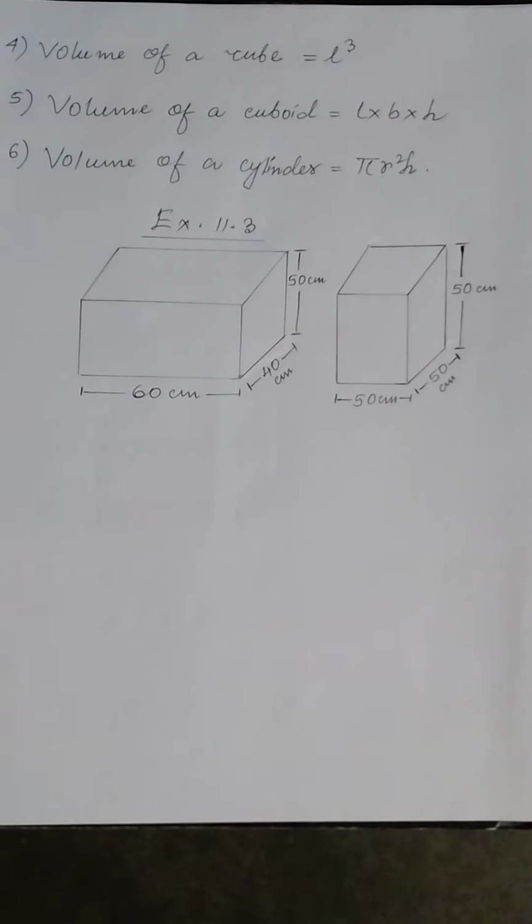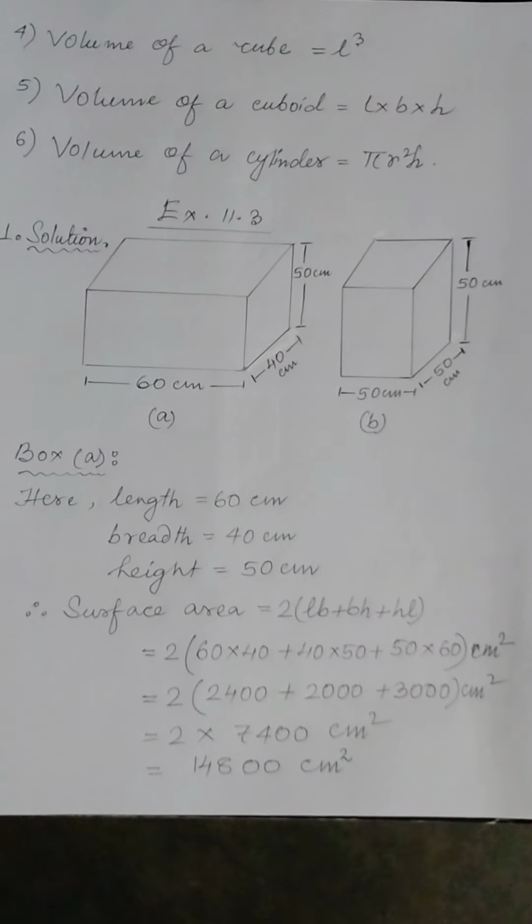Now, let me come to question number 1 of your exercise 11.3. See, what is there? There are two cuboidal boxes. Yes, cuboidal means length, breadth, height will be there. Already I have drawn the figure. This is box A, this is box B.